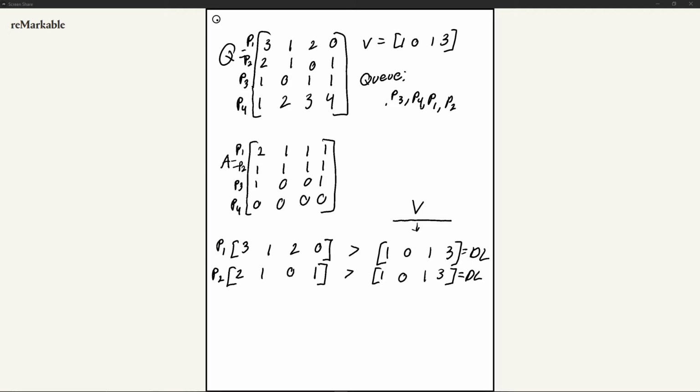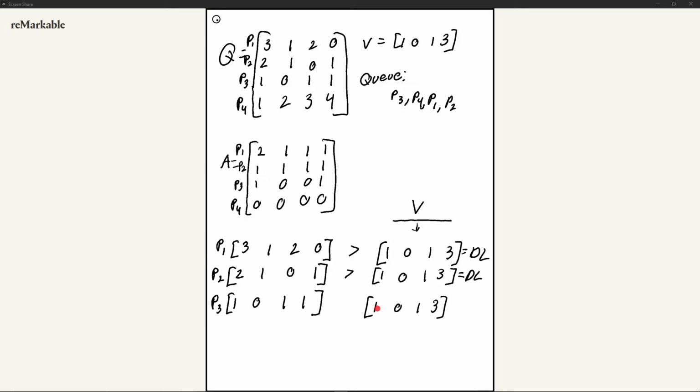Again, queue is not required whatsoever. You don't have to do queue, but I think it's going to help you a lot if you do it. 1, 0, 1, 1, because we're going to compare P3 now, right? And we compare that to 1, 0, 1, and 3.